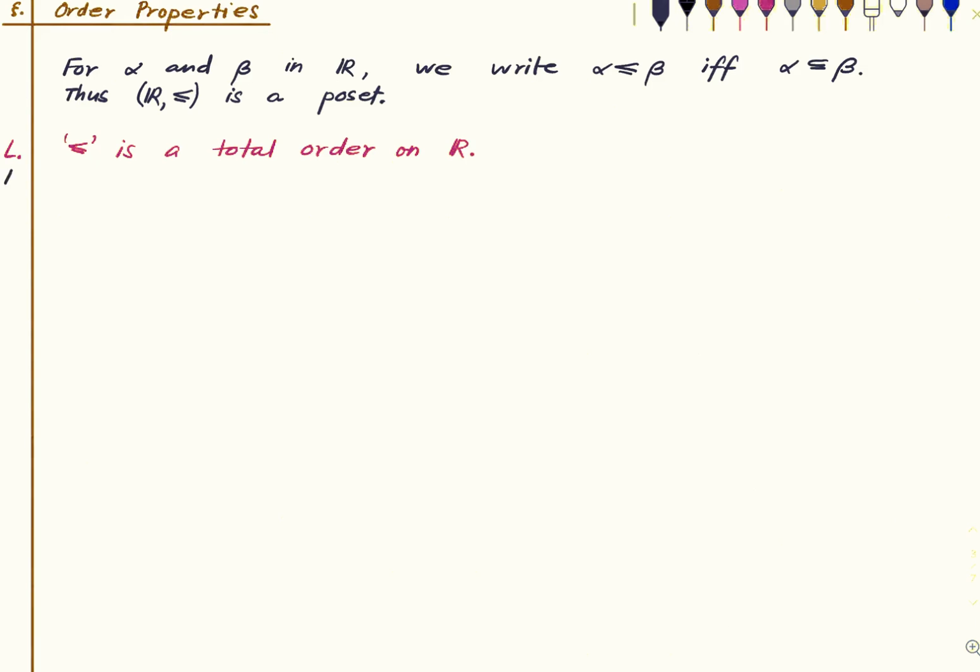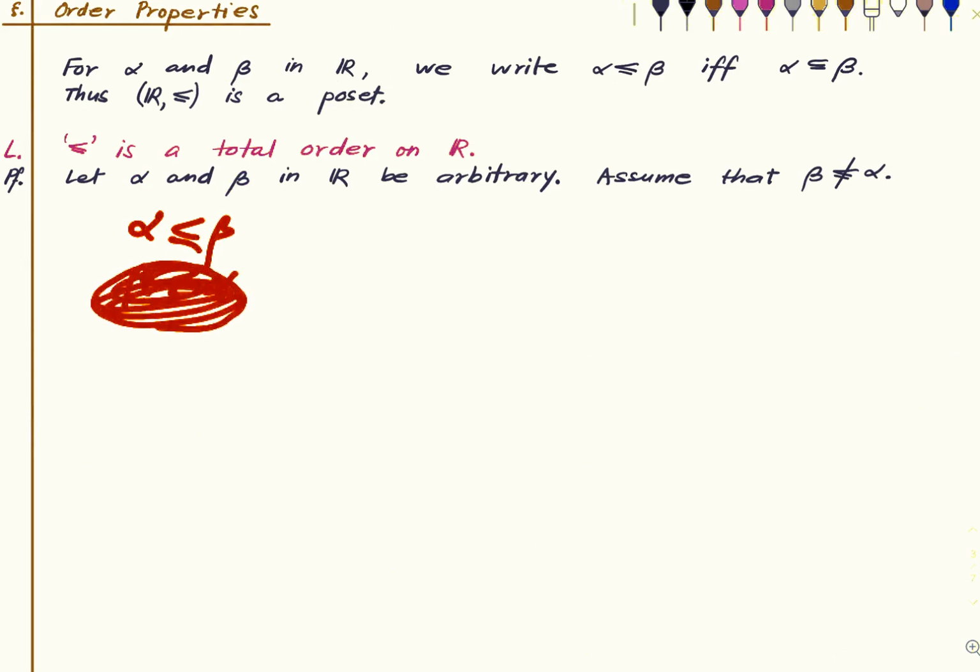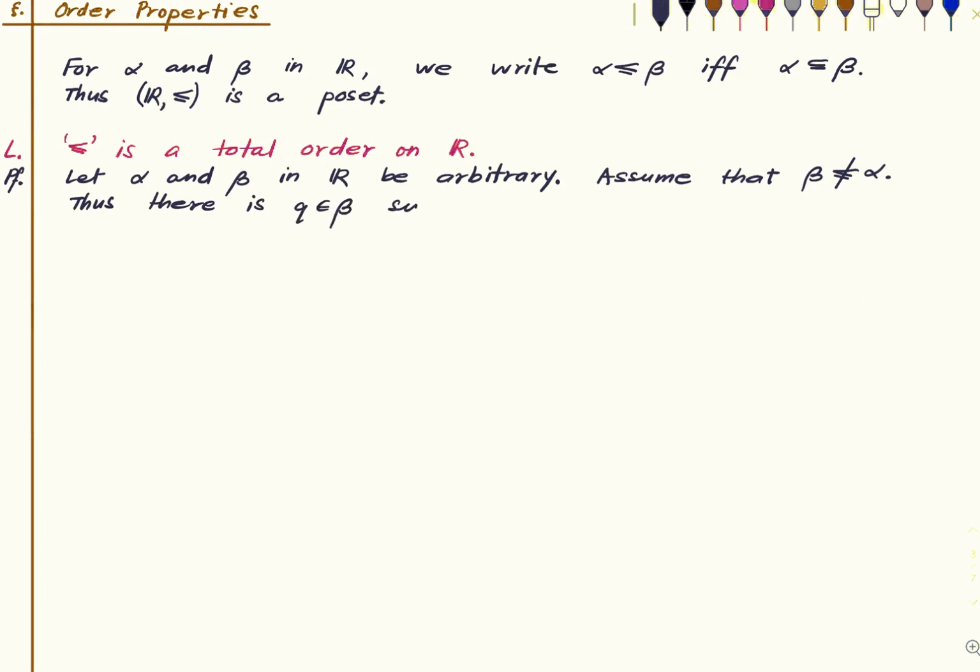So what do we need to show? We need to show that if we pick any two elements of R, meaning any two cuts, one of them is contained in the other. That's what it means. So let alpha and beta be arbitrary cuts, and assume that beta is not less than or equal to alpha. We want to show that there is some comparability between alpha and beta, meaning we want to show either this or that. So we assumed this does not hold, and we will end up showing that this holds, and that will finish the proof. Since beta is not contained in alpha, there is something in beta which is not in alpha.